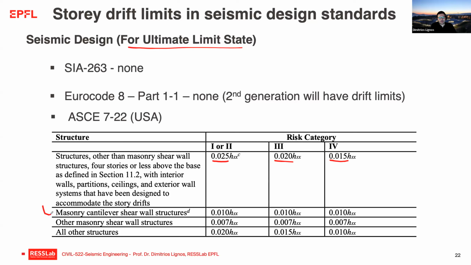If you're dealing with masonry structures or shear wall structures, you see that drift limits are much stricter in this case, simply because these elements or these systems cannot deflect a lot, and obviously we will have to limit deformation to something much smaller.